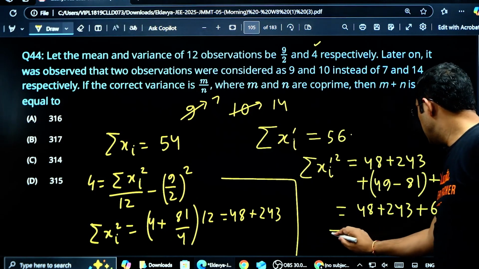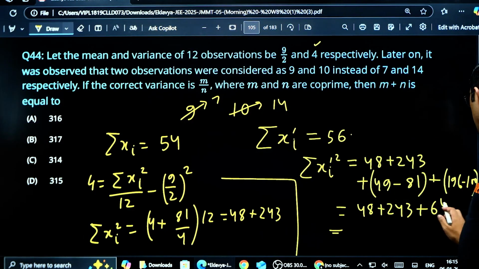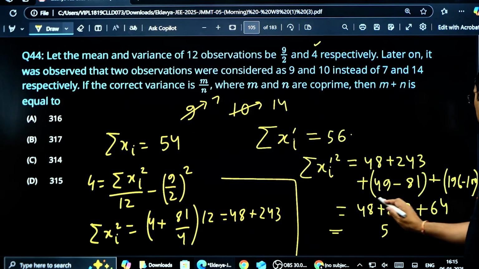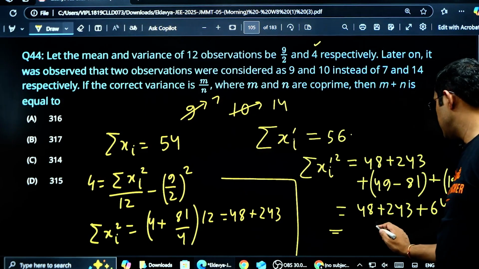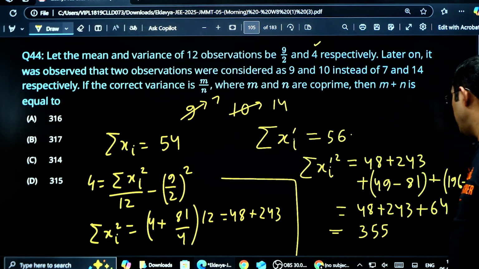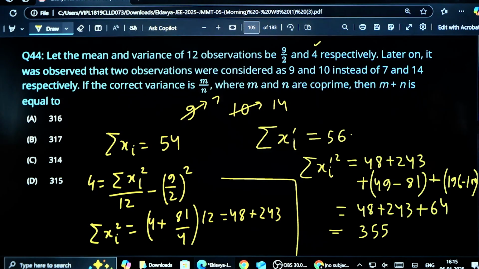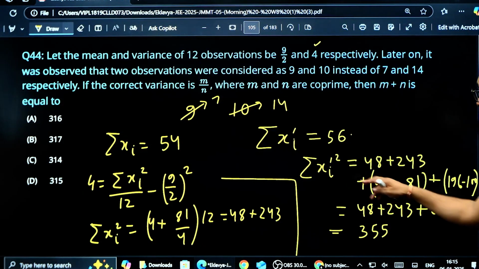How much is this? We can calculate. 6 plus 8 is 12 plus 3 is 15; 5 plus 4 is 9, 9 plus 6 is 15. I think 355. Yes, 355 is right, because if I take 12 from it, this will be 100. So 355 is the summation here.